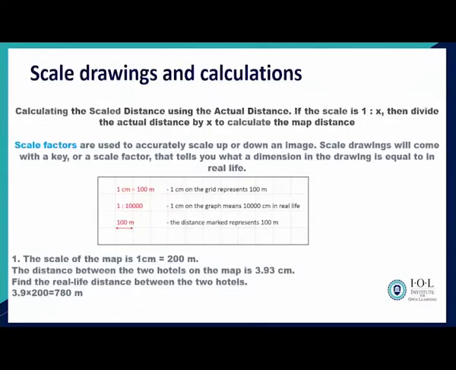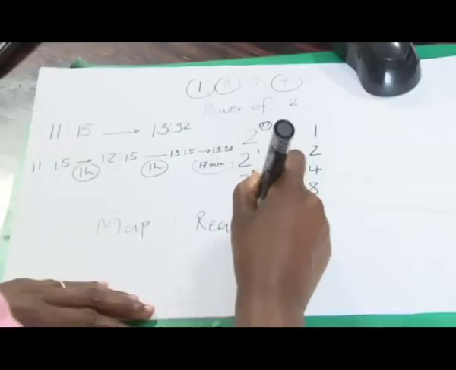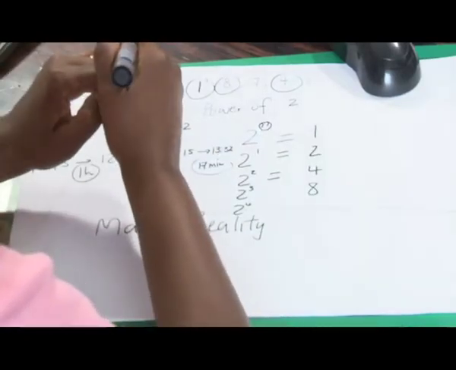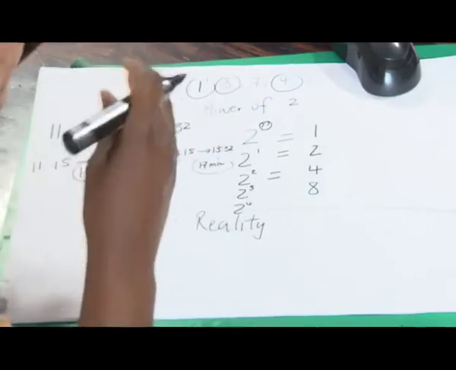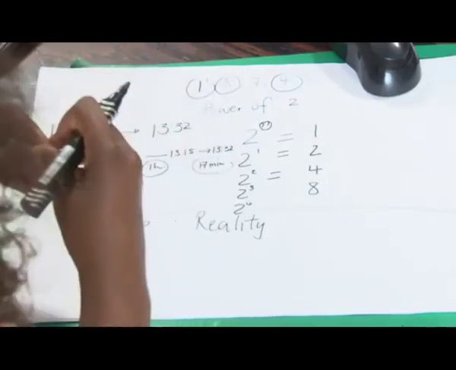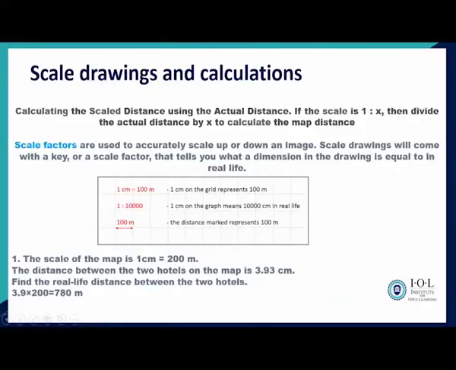All right. Then we move on to scale drawings and calculations. Now, when it comes to scale drawing, I'll just pinpoint the most important thing here. I want you to know the distance on the map in connection with the distance in reality. These are the only two things that we work with. The maps are scaled so that they can fit on paper. They are reduced so that they can fit on paper.